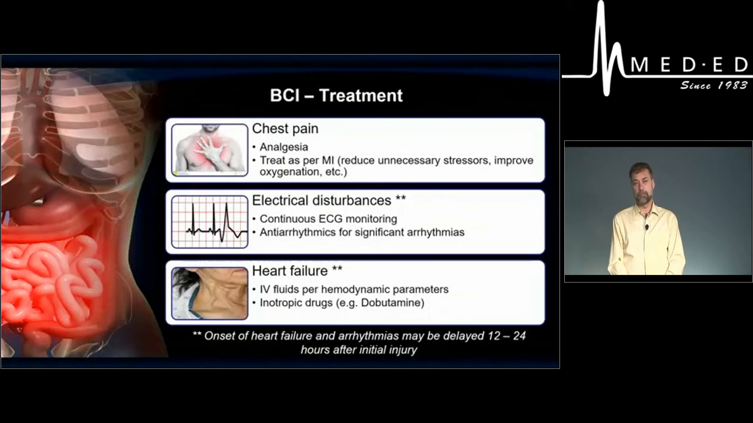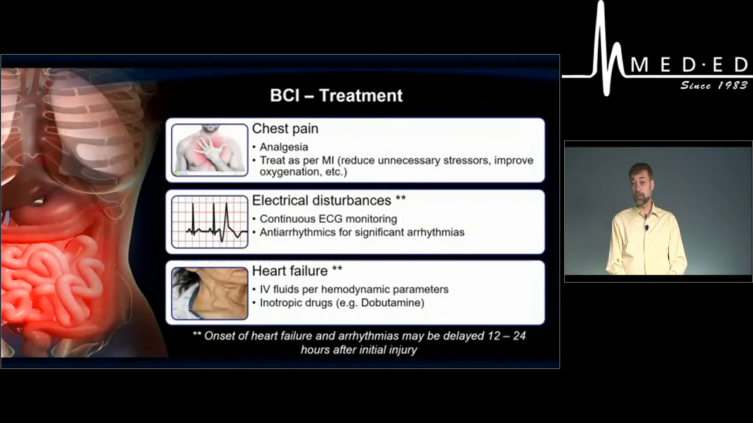Now, the treatment for the blunt cardiac injury is going to be revolving around those three symptoms. So for chest pain, we want to administer analgesia to the patient and then just do things like you would for an MI. You want to reduce workload on the heart. So reduce unnecessary stressors to the patient. Make sure the patient receives supplemental oxygen because that may help to reduce their pain. And other things that you might consider doing for an MI. Except, of course, fibrinolytics. Don't give fibrinolytics to a trauma patient.